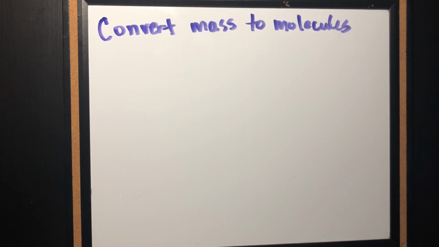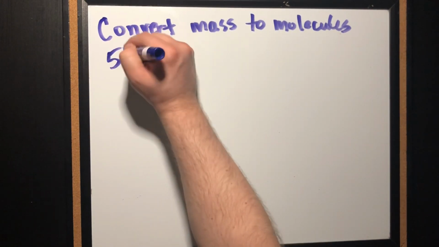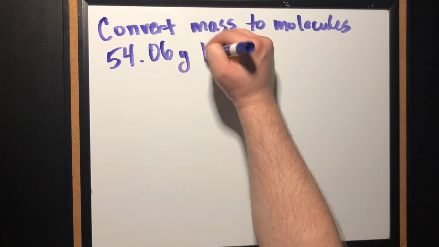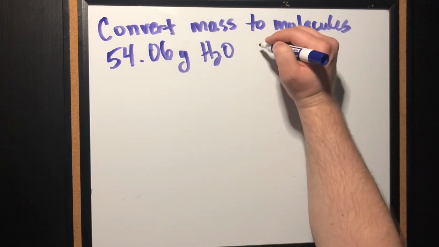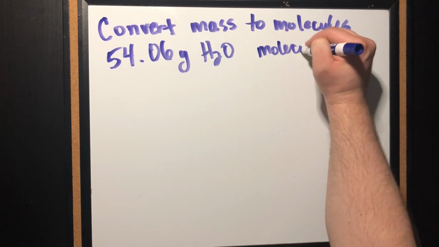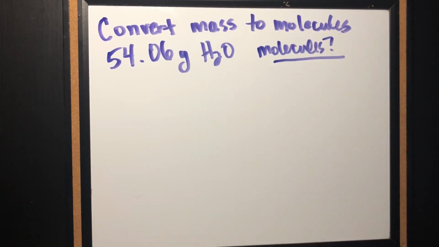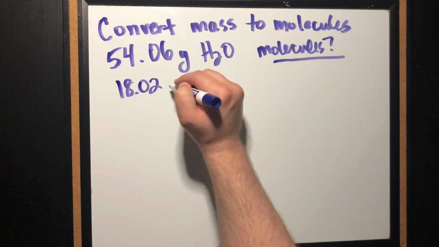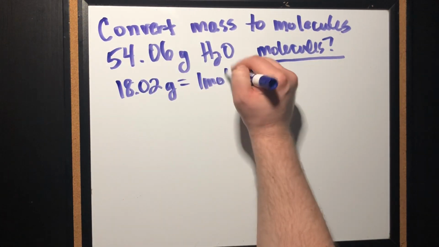This next conversion that we're going to do is to convert from mass to moles. So let's keep sticking with the example that we've been using. Let's say that we have 54.06 grams of H2O, and we want to know how many molecules would be in H2O. So there are two conversion factors that we've been using here. One of them is our molar mass, 18.02 grams equals 1 mole.